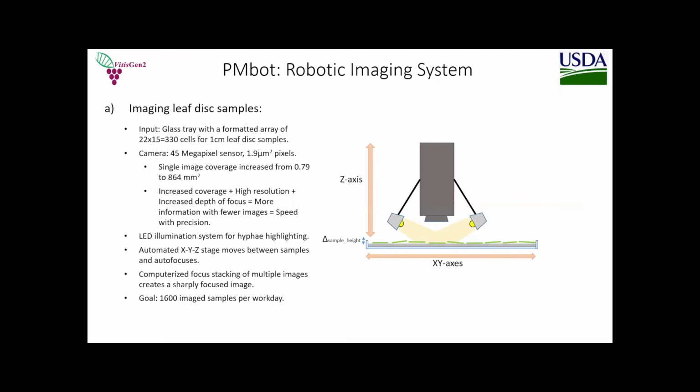We use LED lights for illuminating the hyphae, and an XYZ stage that moves between samples and autofocuses for the samples. And what we do is we capture multiple images per leaf disc and then have focus stacking software to compress them into a single sharply focused image. Our goal is to obtain 1,600 image samples in a 9-hour workday.